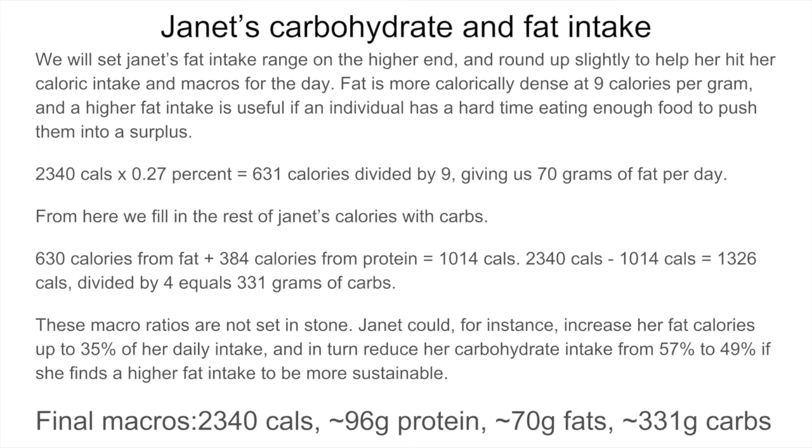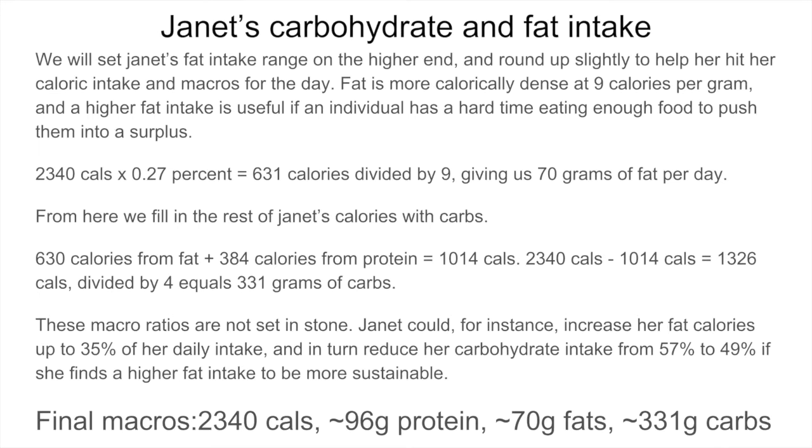So we're going to take the calories that we've established so far, which are fat and protein, which gives us 1,014 calories. We're going to subtract that from her total daily energy expenditure, which is going to be 2340, which gives us 1326 calories. Divide that by 4 calories per gram of carbohydrates, which equals 331 grams of carbohydrates.